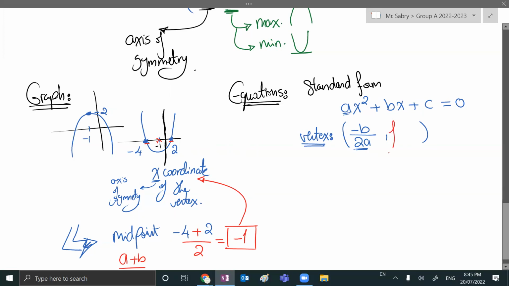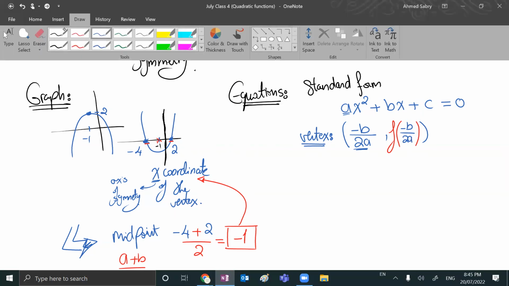Then how do I find the y coordinate of the vertex? I'll do something called f of -b over 2a. What does that mean? Let's see an example.